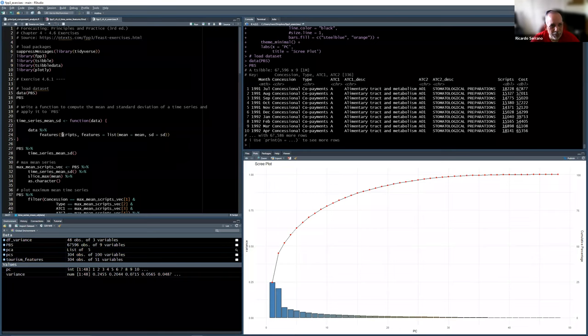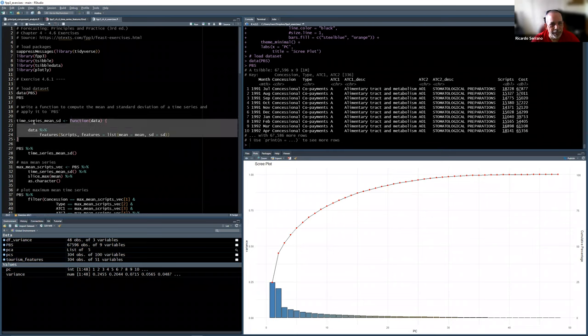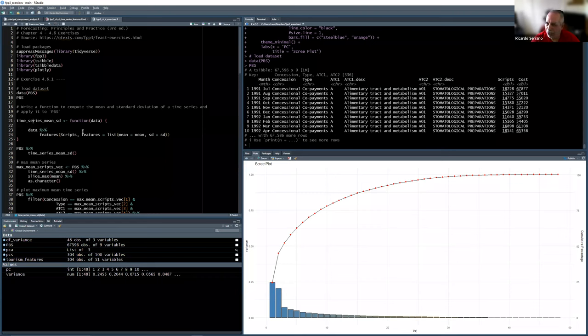So I chose prescription scripts, and then this function from features gives you a list of the different time series, and it calculates different parameters. In this case, we want to calculate the mean and the standard deviation, right? Okay, so this is the function right here. You have the function data, and so nothing pretty disturbing there, right?